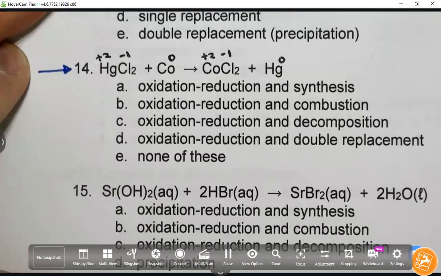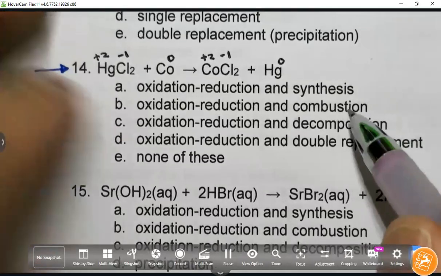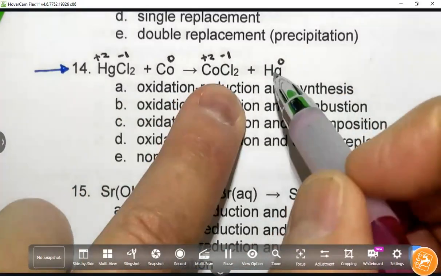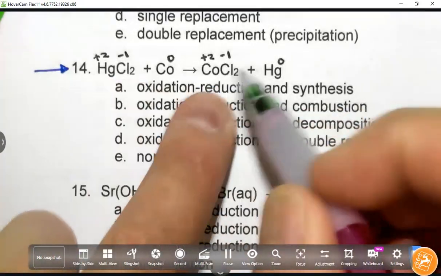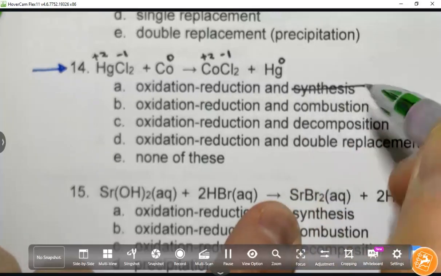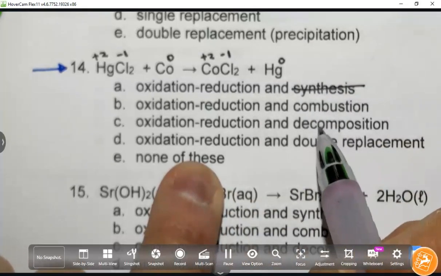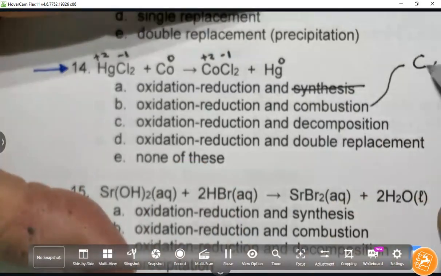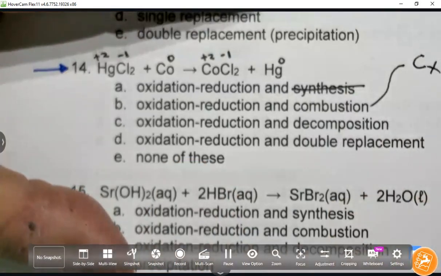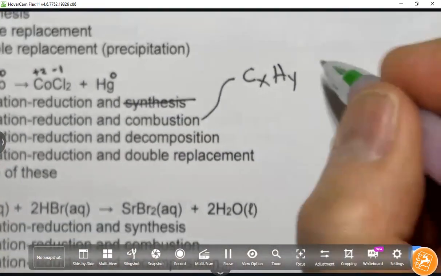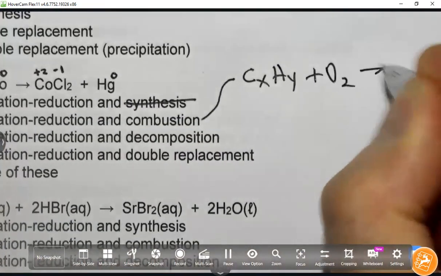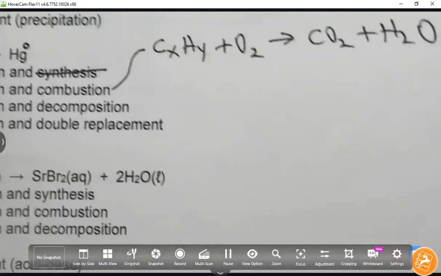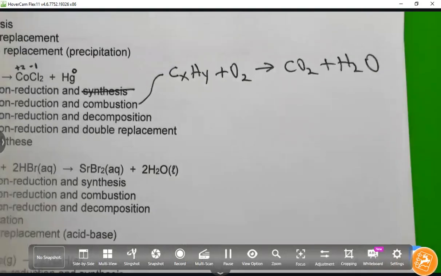Now, what is happening? Is this a synthesis reaction? No, because for synthesis you're only going to get 2 reactants and 1 product. It is not a synthesis. Is it a combustion? No, for a combustion you're going to have something like CxHy plus O2, and you're always going to get CO2 plus H2O. The combustion is going to look something like that.